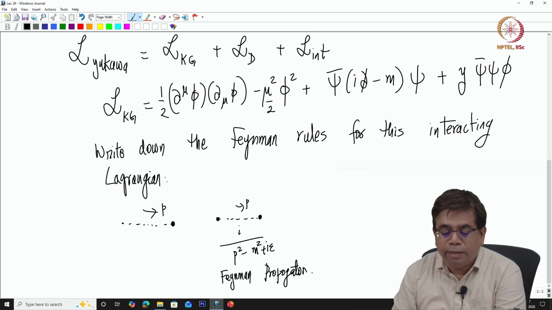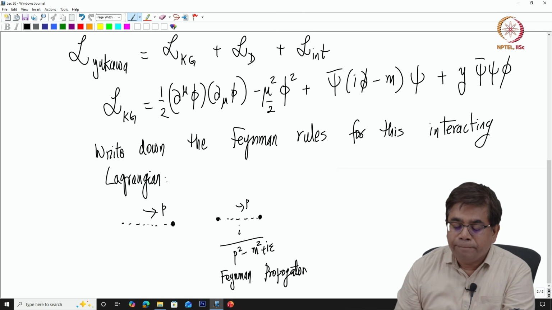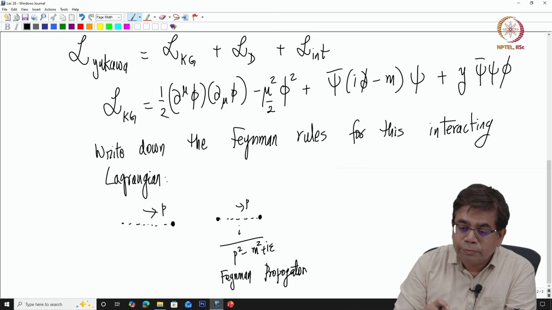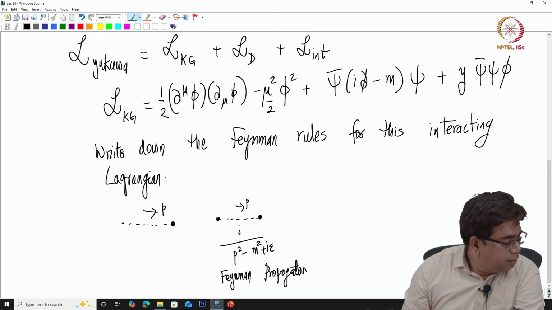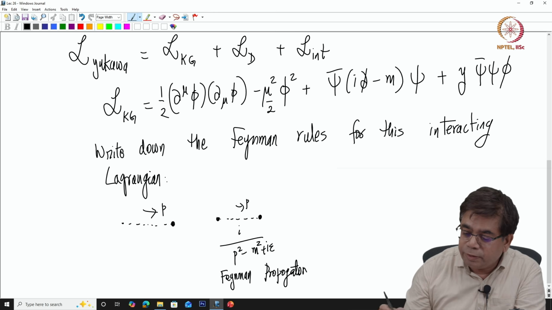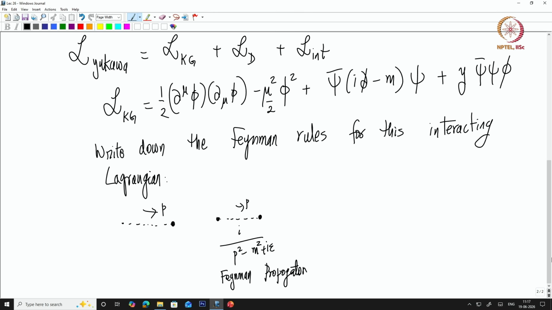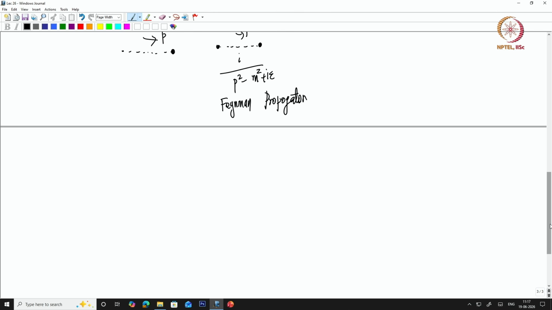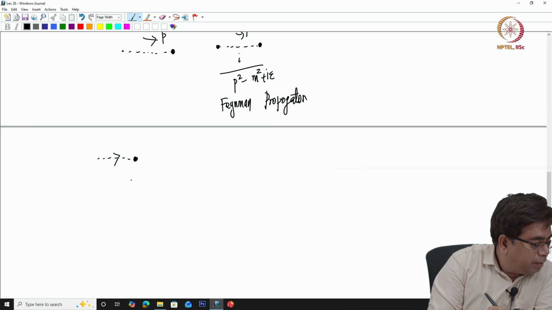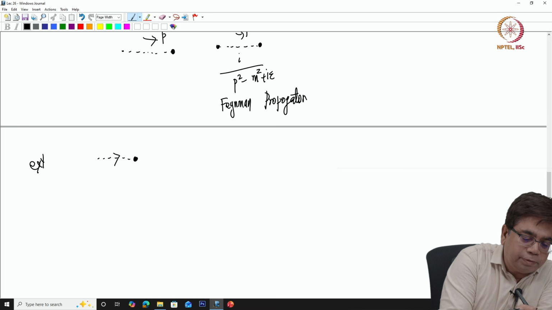Now we have to write the same things also for the fermionic field and also for the interaction vertex. So let us start writing for the fermionic field. For the incoming psi particle, it will pick up the external lines. Essentially, let us write down the external lines first.